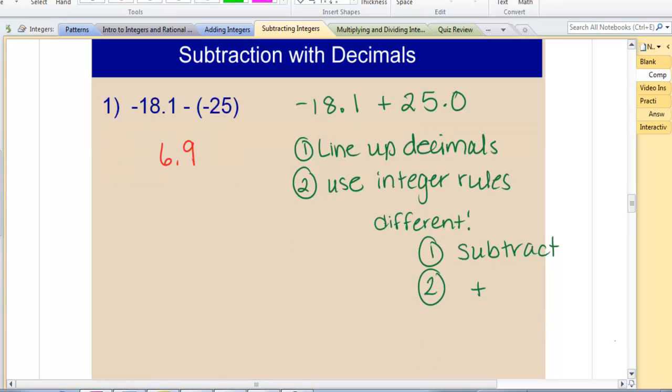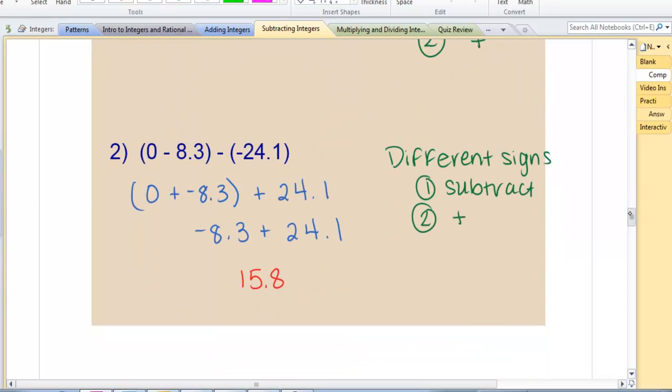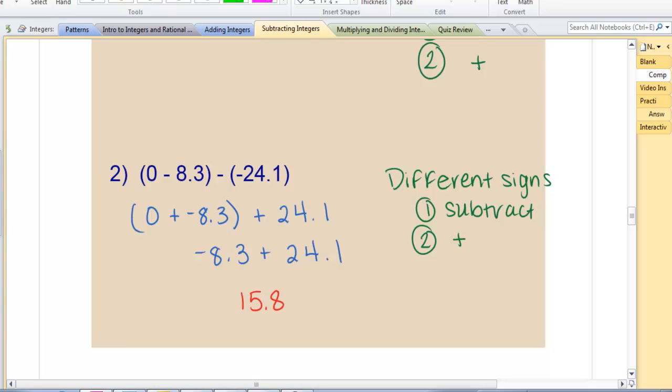So for number 1, you should end up with 6 9/10, or 6.9. Number 2, you should end up with 15.8, or 15 8/10. Here you also had different signs, so you had to subtract, and you had more positives than negatives, at least once you got down to this point where you line up your decimals. Keep in mind with number 2 that we had to change the 0 minus 8.3 to 0 plus negative 8.3, and then this minus negative 24.1 to plus 24.1.